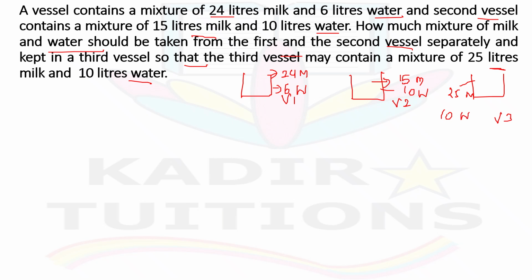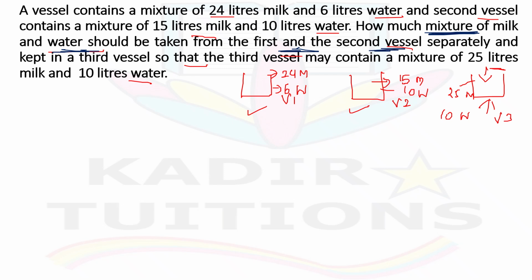But what the question says is, vessel 3 is holding some mixture that has been taken from vessel 1 as well as from vessel 2 separately, and then we are putting that in vessel 3. So how much mixture are we taking from vessel 1 and vessel 2? That is what they are asking. See, how much mixture of milk and water should be taken from the first vessel and the second vessel.